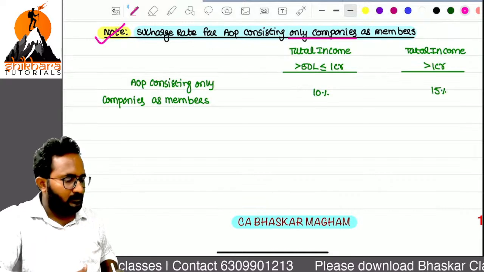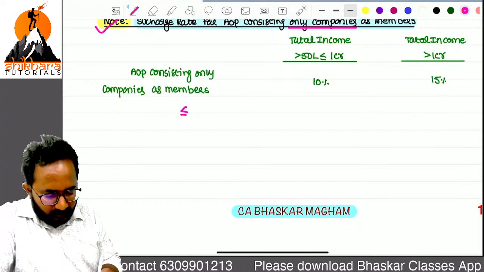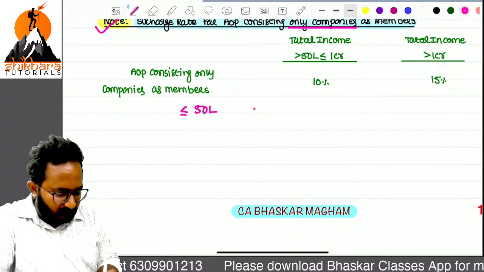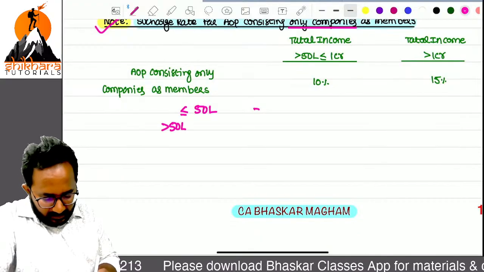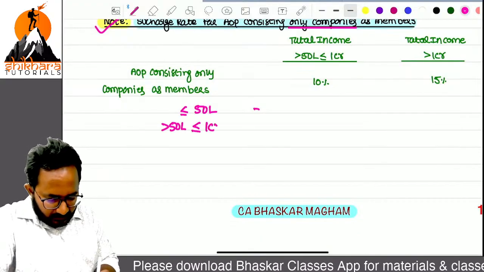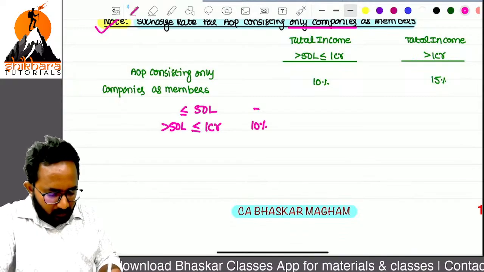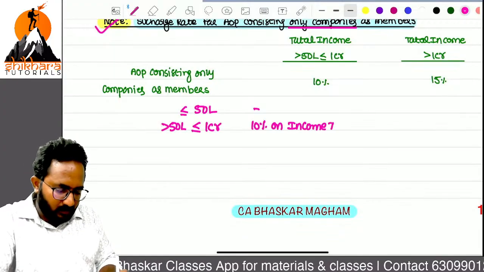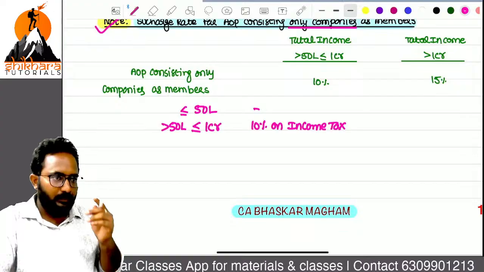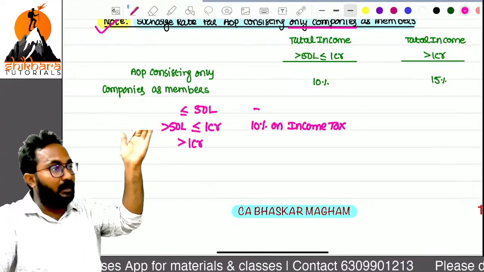Generally, what are the surcharge limits? Below 50 lakh, can you tell me, is there any surcharge? No. More than 50 lakh, less than or equal to 1 crore, what is the rate? 10%. 10% is on what? On income tax. More than 1 crore, whatever income we have.